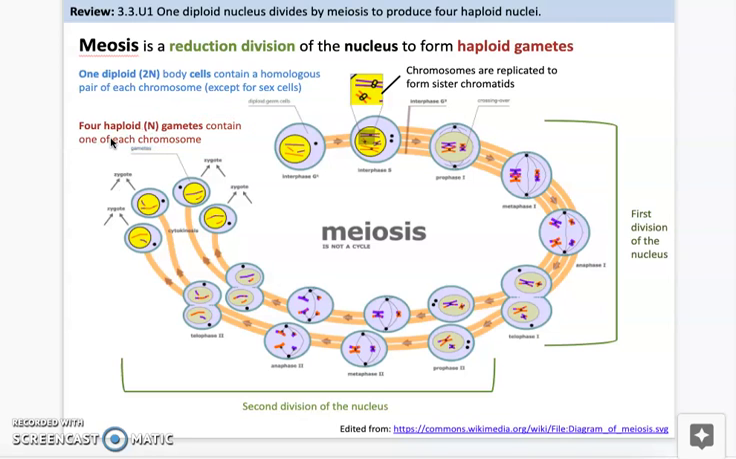Keep in mind, and you will run into this later with HL, that when the sperm are produced, there are 4 gametes that are produced, versus when the eggs are produced, there's 1 viable egg that ends up being produced. Yes, it still goes through all of these divisions, but in the very end of the production of eggs, there's actually only 1 that gets produced. And we'll talk more about that in future subtopics.